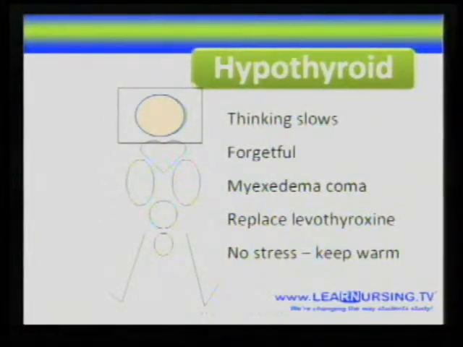So your thinking slows. You become very forgetful. The worst thing that can happen to you in Addison's disease is an Addisonian crisis. The worst thing that happens to you in hypothyroidism is a myxedema coma. You come to a crunching halt. Life stops. This is another example: when anything in the endocrine system, if you don't fix the underlying hormone imbalance, you're not going to fix the other symptoms.